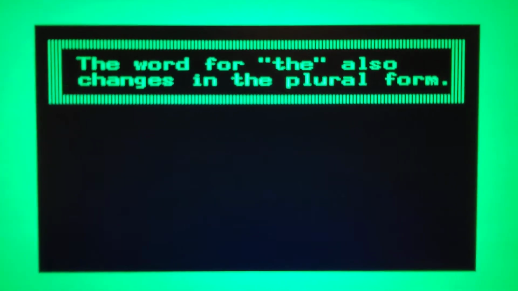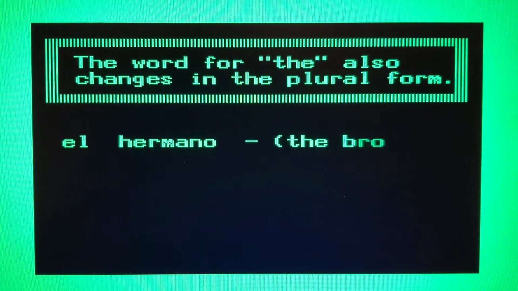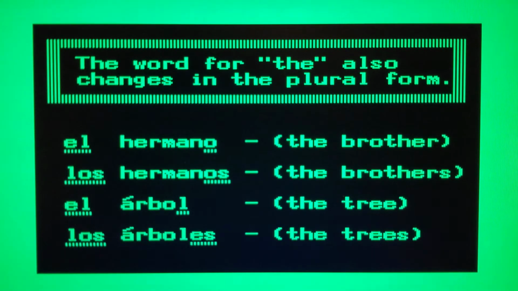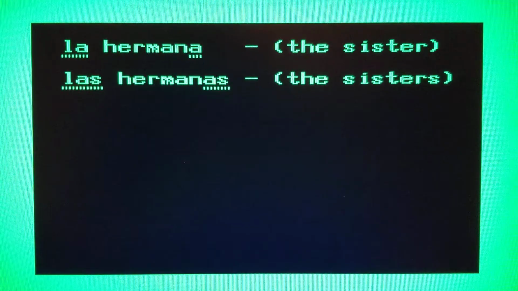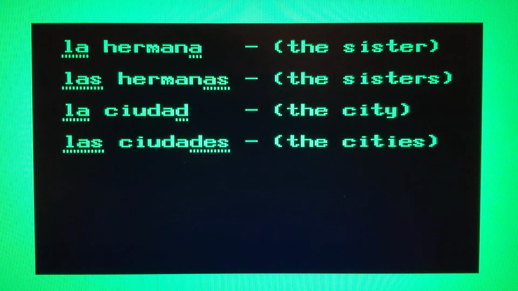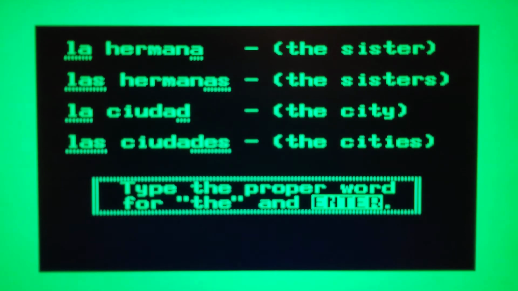Just as nouns change form for the plural, so does the word for the. El hermano, los hermanos. El árbol, los árboles. La hermana, las hermanas. La ciudad, las ciudades. Type the proper word for the.